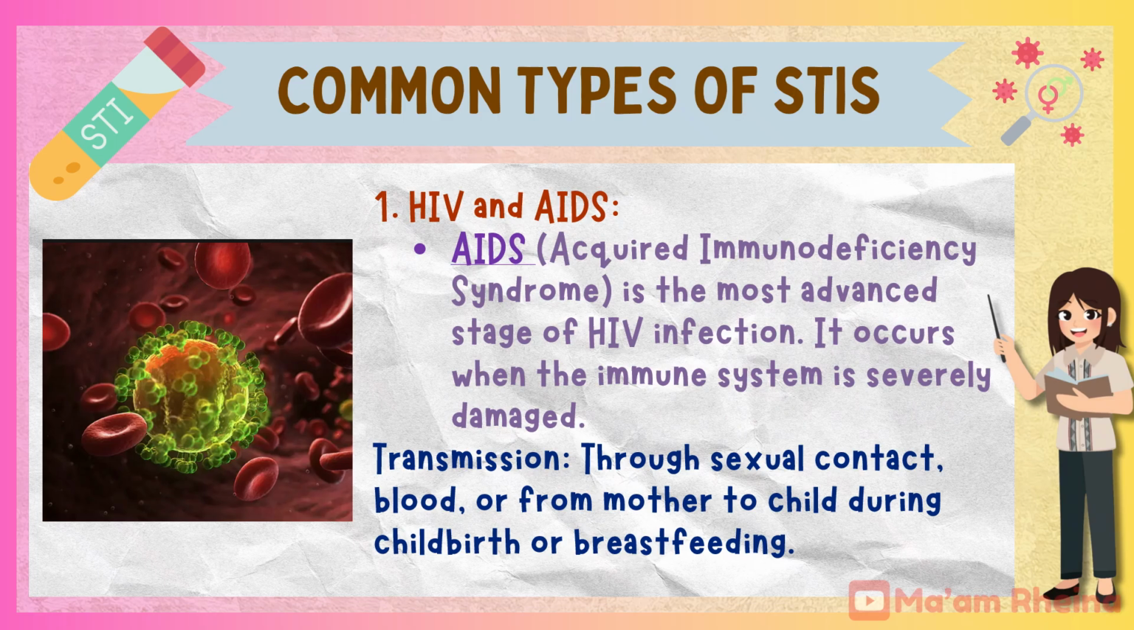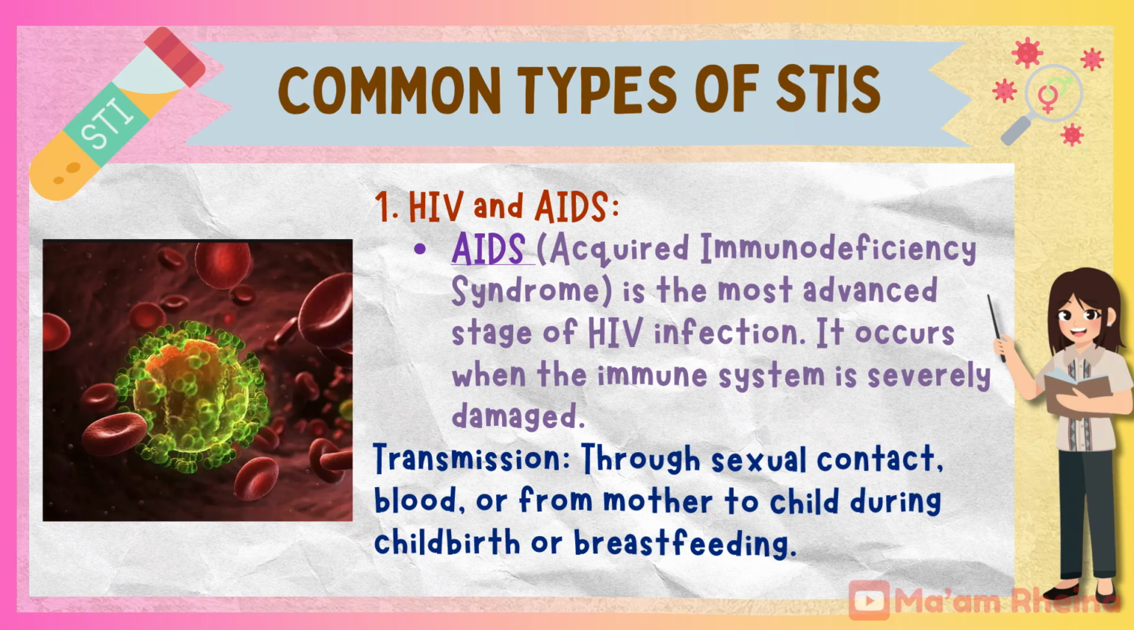Symptoms: flu-like symptoms early on, then gradual immune system failure if untreated. Transmission: sexual contact, blood, sharing needles, mother to child during birth or breastfeeding. Complications: opportunistic infections, cancers, and death if untreated. Prevention: safe sex, avoid sharing needles, HIV testing, antiretroviral therapy.